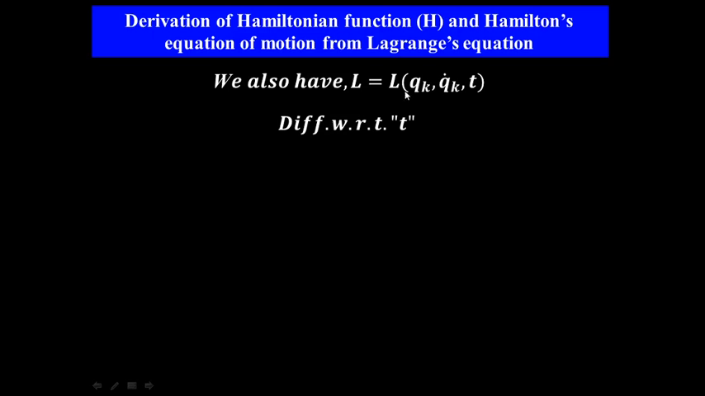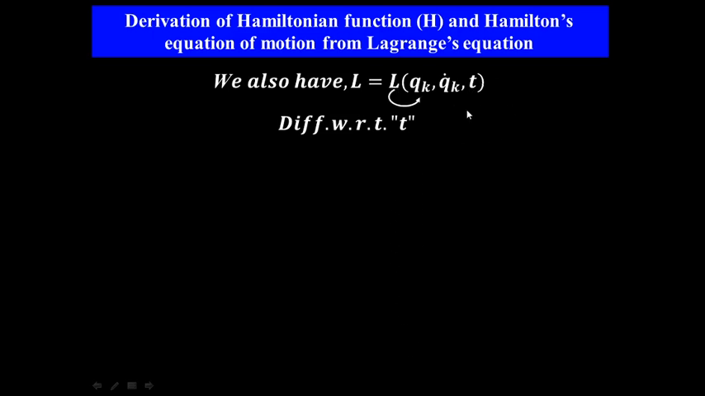Now we know that the Lagrangian is a function of qk, qk dot and time t, so L can be written as L equal to L of qk, qk dot and t. So we'll differentiate with respect to t. We'll differentiate the right hand side by using the chain rule, and on the left hand side we'll get dL by dt. On the right hand side, first we'll differentiate partially with respect to qk, then qk fully with respect to time t, then partially differentiate L with respect to qk dot, then qk dot fully with respect to t, then partially differentiate L with respect to t.